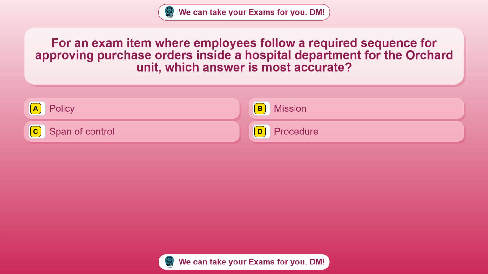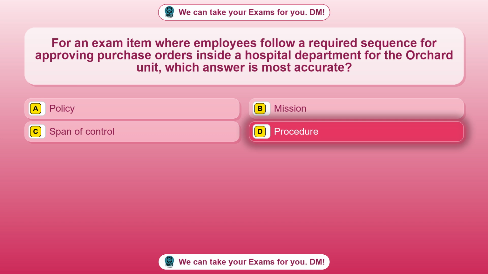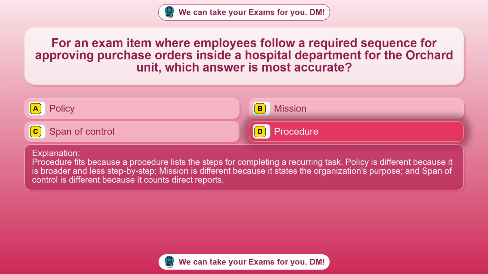Option A, policy. Option B, mission. Option C, span of control. Option D, procedure. The correct answer is option D, procedure. Procedure fits because a procedure lists the steps for completing a recurring task. Policy is different because it is broader and less step-by-step. Mission is different because it states the organization's purpose, and span of control is different because it counts direct reports.